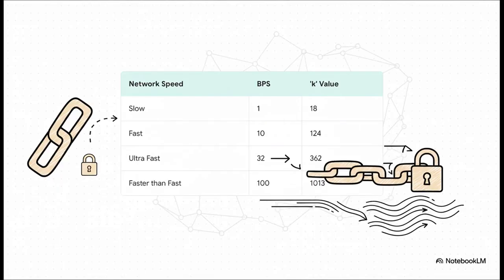And here is the most genius part of the whole thing. K isn't just one fixed number. It adapts. I mean, look at this. When the network is moving slow at just 1 block per second, K is a pretty strict 18. But when things are flying at 100 blocks per second, the network gets more tolerant, and the K value skyrockets to over 1,000. The rules literally change with the network speed to keep everything secure.